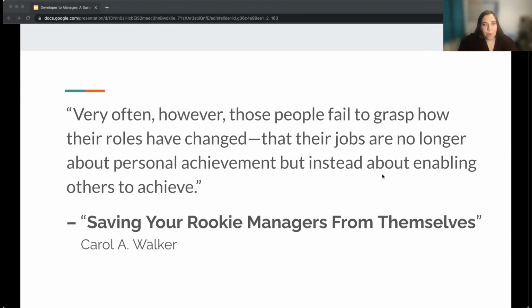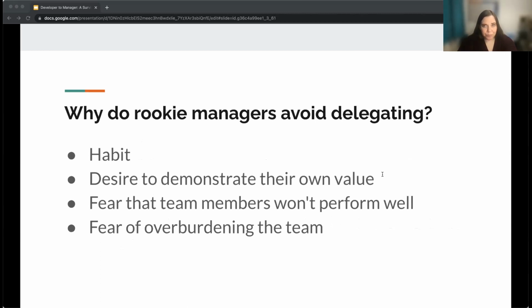And there are a couple of reasons why you might get drawn into this trap. The first one is habit, because you're good at development and it's natural to keep doing the thing that you're good at. The second one is feeling like you demonstrate value by solving tricky problems. You might want your boss to see how much value you bring to the team as a developer and be able to take credit for how quickly and efficiently you work.